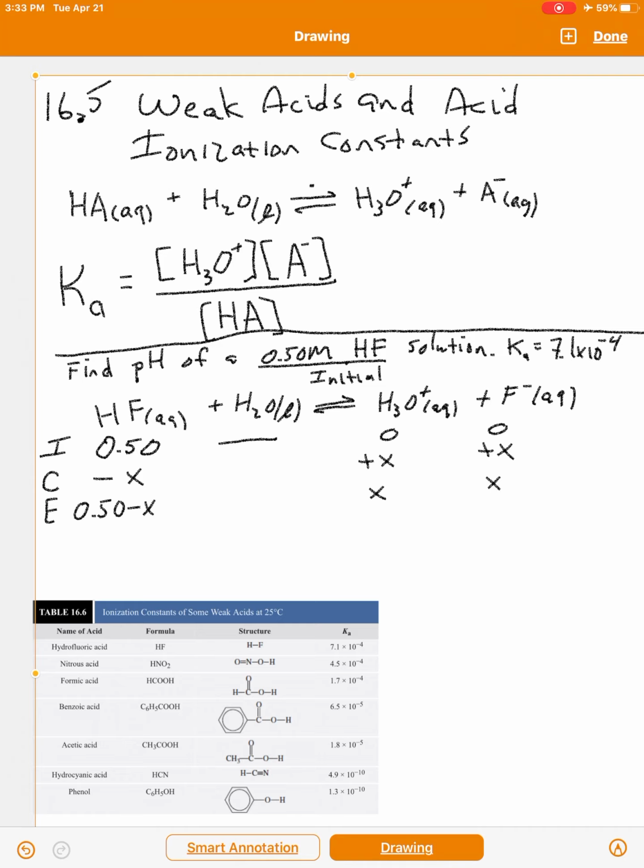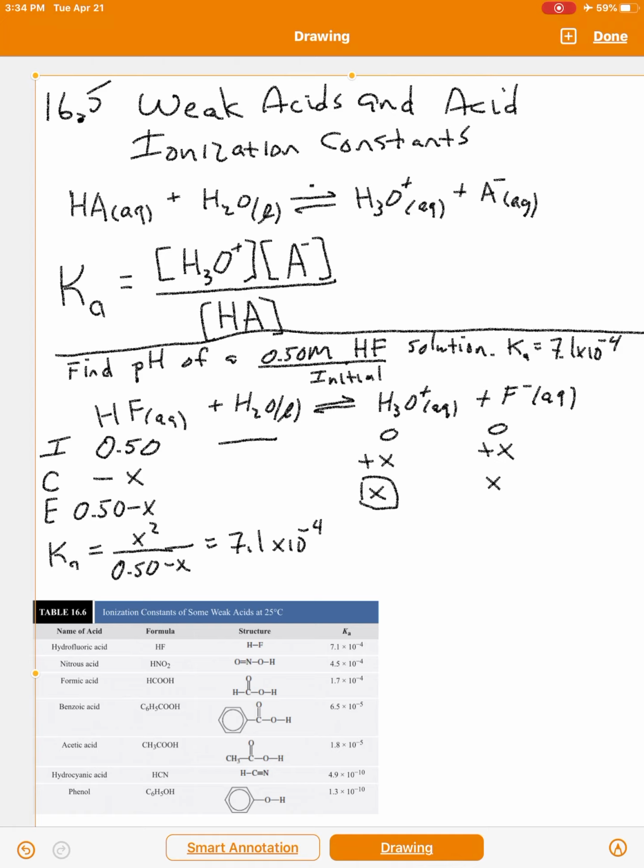So now what we can do is we can say that Ka is the concentrations of the products, x times x, divided by the concentration of the reactant, which is 0.50 minus x, and that is equal to 7.1 times 10 to the minus 4. Now, what we're going to try to find is the pH. The pH is the negative log of the hydronium concentration. The hydronium concentration is x, so all we need to do is figure out what x is and then take the negative log of that. Okay?